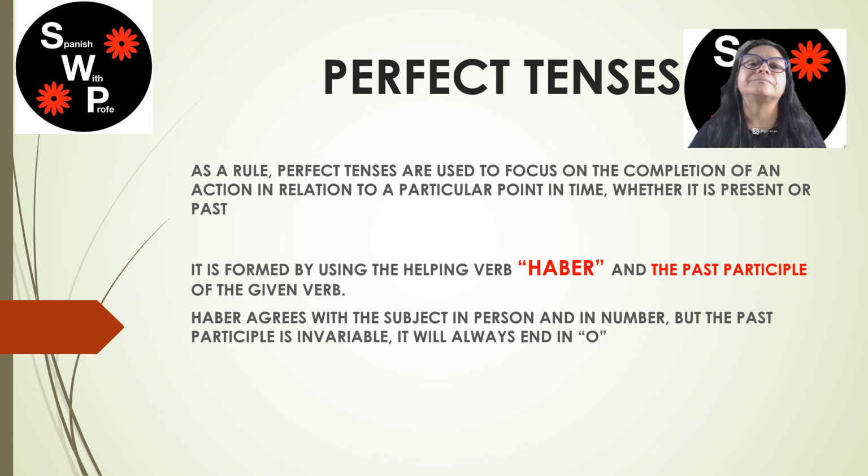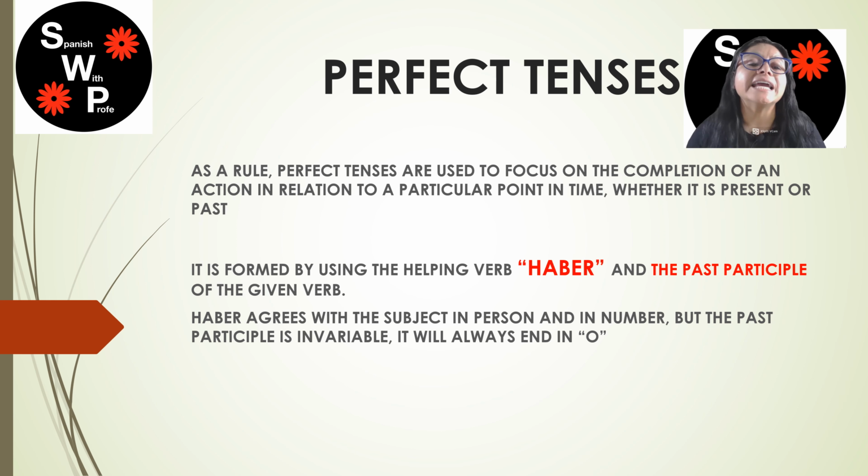Perfect tenses. As a rule, perfect tenses are used to focus on the completion of an action in relation to a particular point in time, whether it is present or past. So we have perfect tenses in the present perfect indicative, and they use haber, and we have past perfect indicative, and they will also use haber. And we have future perfect indicative, conditional perfect indicative, and then we also have the present perfect subjunctive and the past perfect subjunctive.